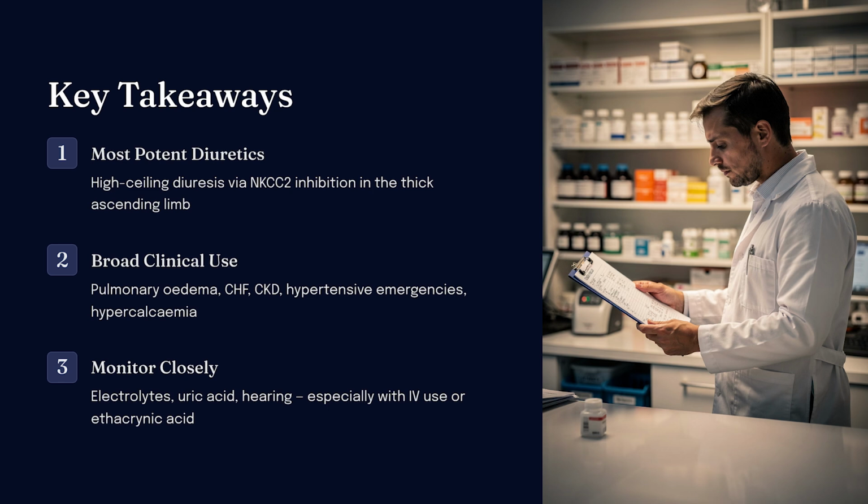Key takeaways. As we conclude, let's summarize the key points about loop diuretics. First, they are the most potent diuretics, also known as high-ceiling diuretics, because they produce powerful diuresis by inhibiting the NKCC2 cotransporter in the thick ascending limb of the loop of Henle.